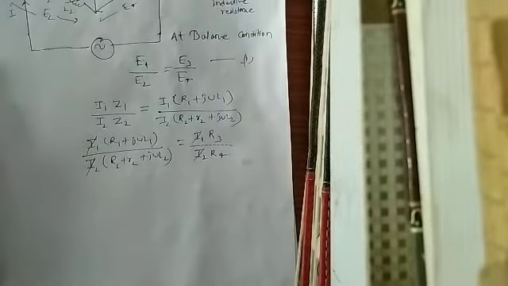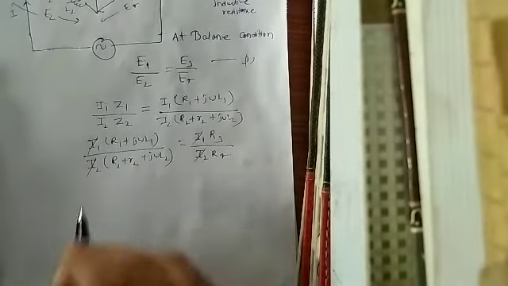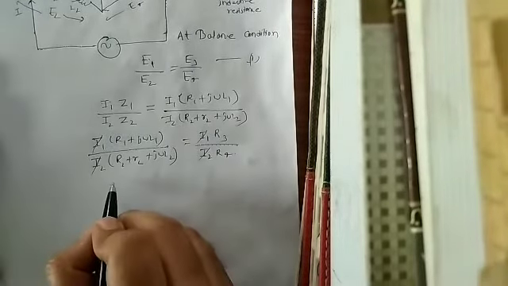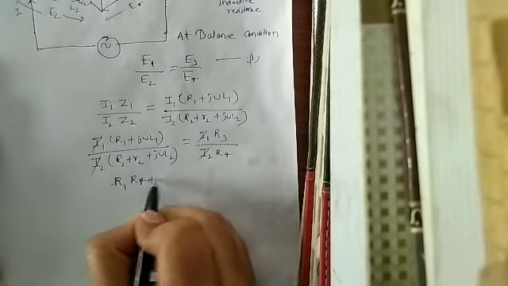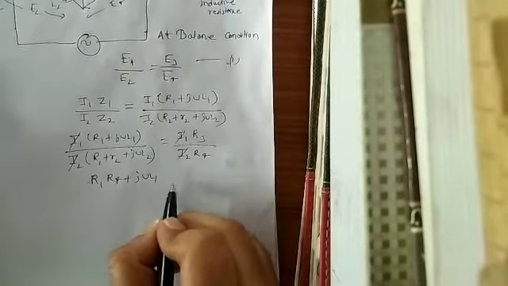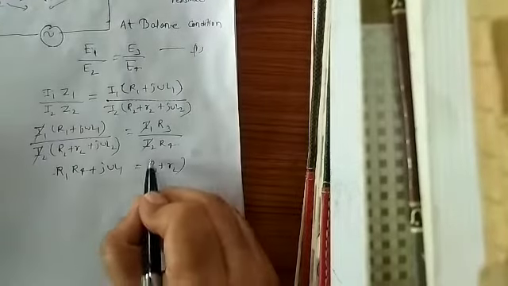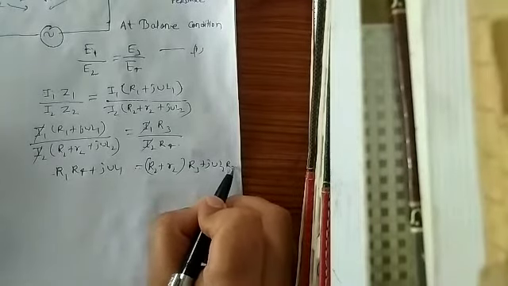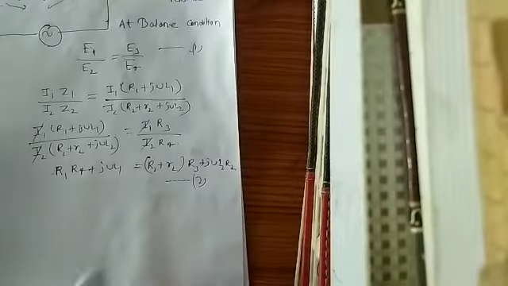Now we can apply cross multiplication. Hence we get R1 R4 plus j omega L1 R4 equal to R2 R3 plus j omega L2 R3. This is our equation number 2.